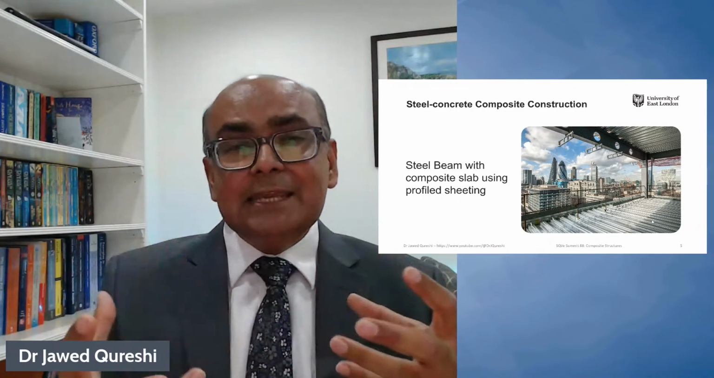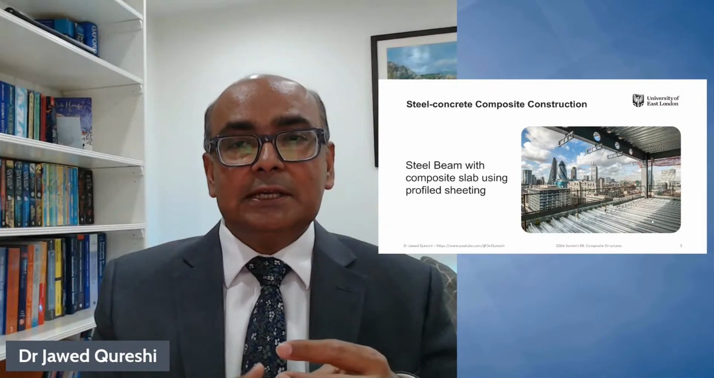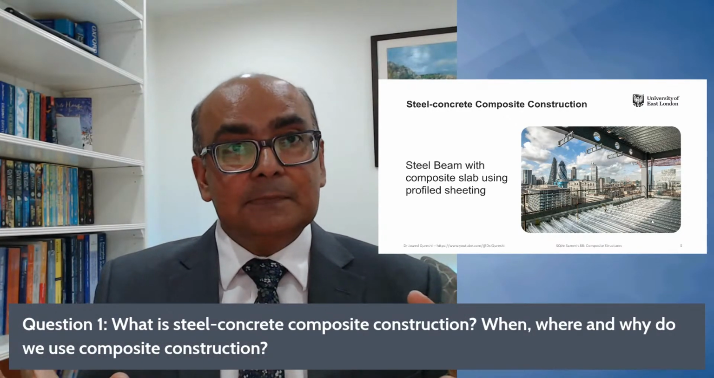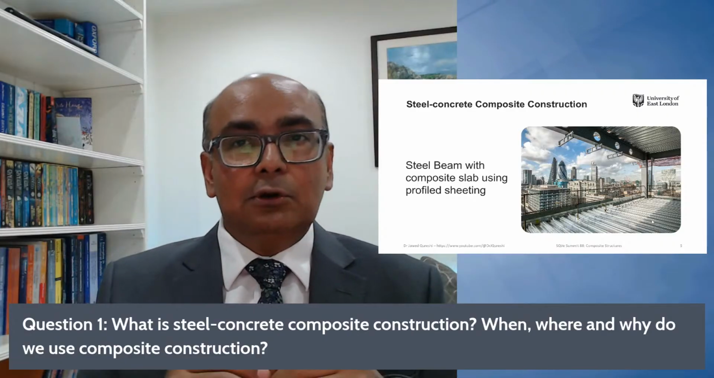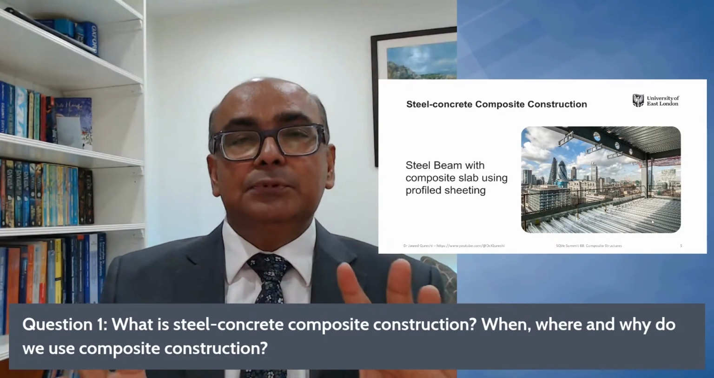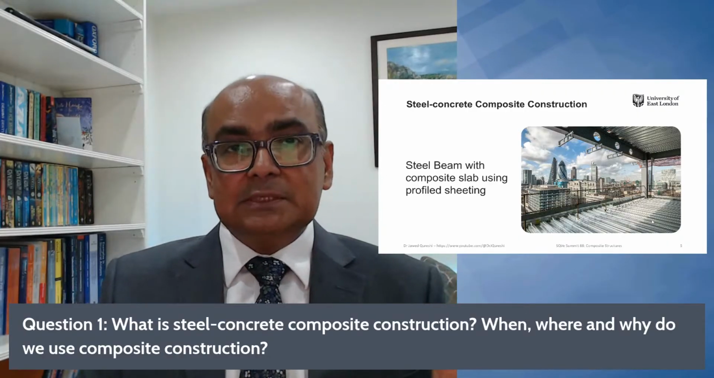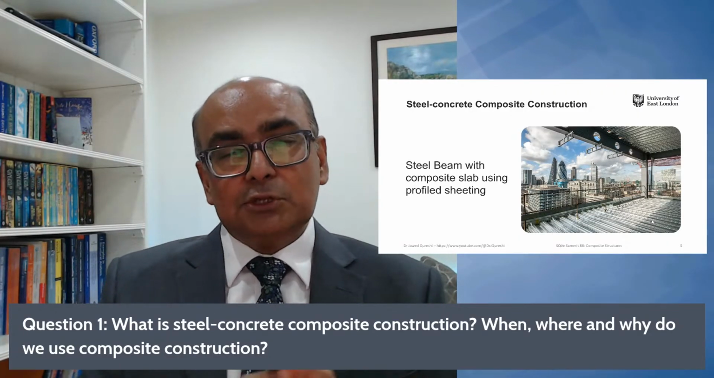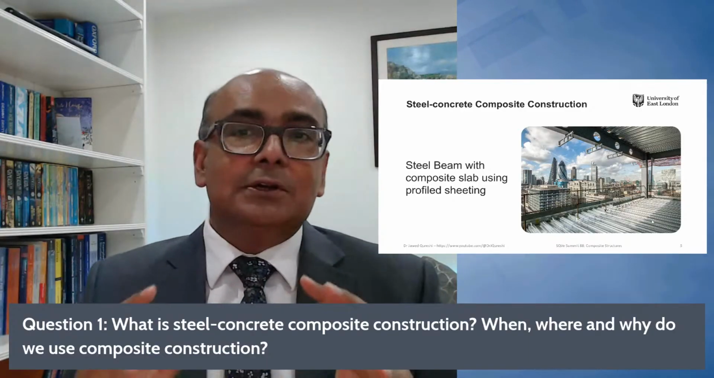Now, the major area where we use steel concrete composite structures is, first of all, steel buildings. And here I will be focusing mainly on steel buildings. I will be talking about composite slabs and composite beams in this lecture. I will not cover composite columns. I will talk about it briefly, but not fully.